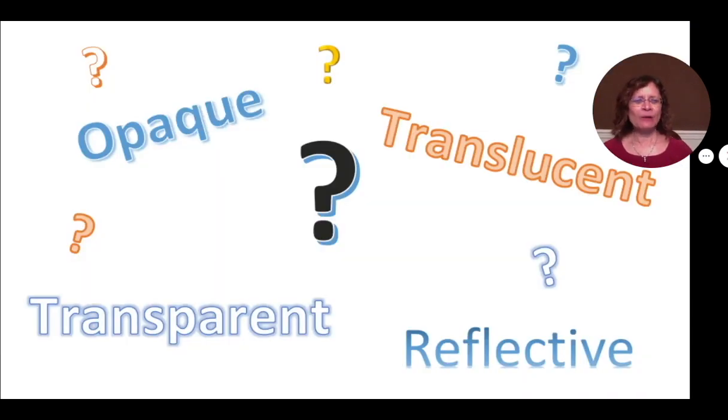To learn about how light travels through different materials, we need to learn 4 new words. Our big vocabulary words for today are opaque, translucent, transparent, reflective. Practice saying those with me. Ready? Opaque, translucent, transparent, reflective. Good job.